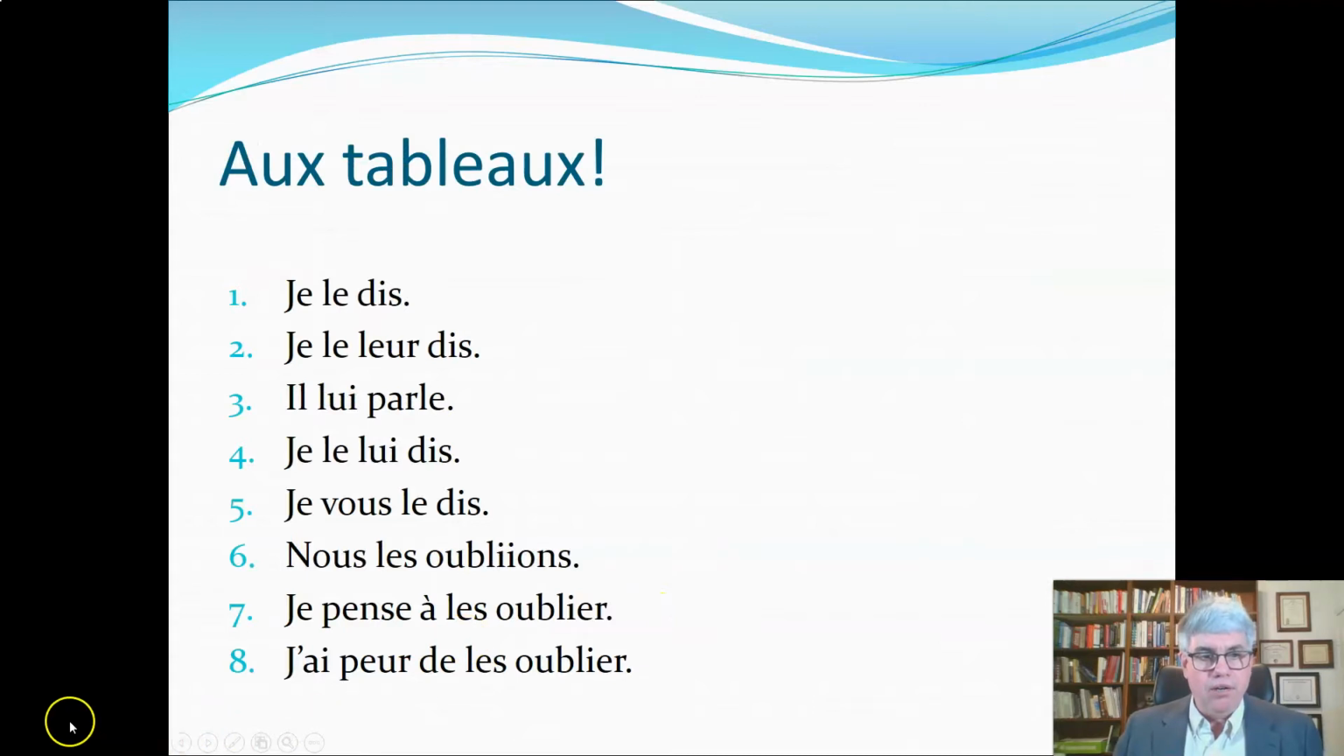So here are some exercises, and so here we have multiple pronouns, or direct object and indirect object pronouns, and you have to figure out which one is which, and then write down your answer and correct it with the next video.